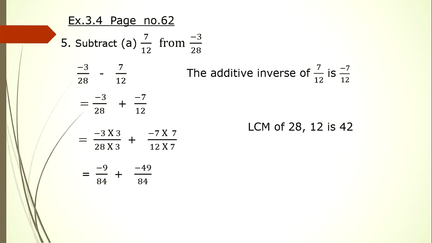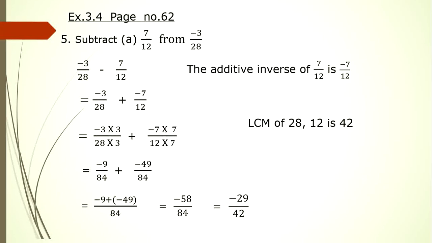Minus 9 by 84 plus minus 49 by 84, which gives us minus 9 plus minus 49 by 84, which gives us minus 58 by 84. And this can be further simplified to minus 29 by 42.